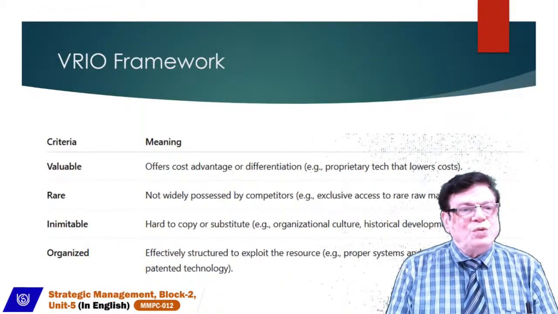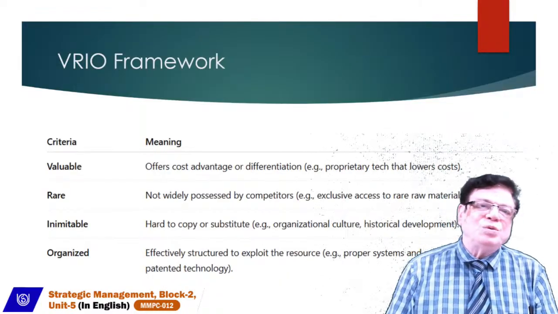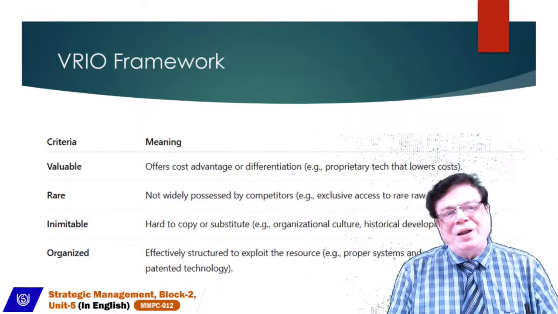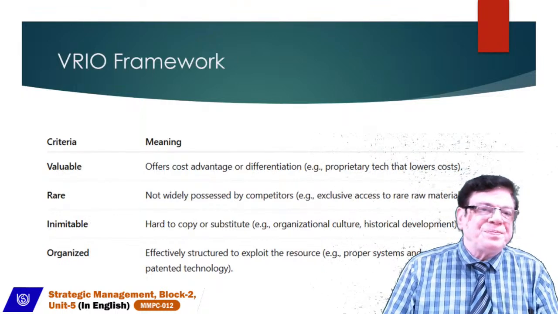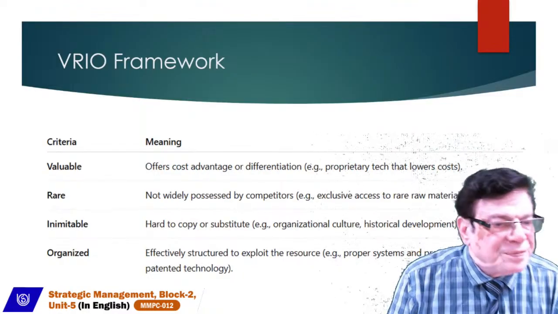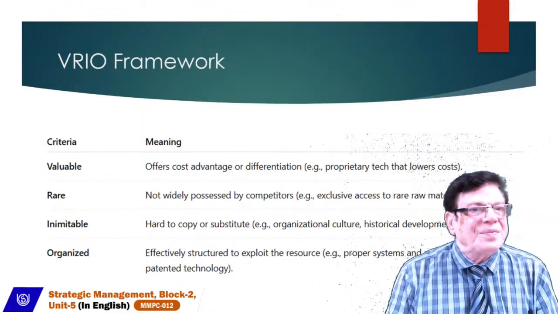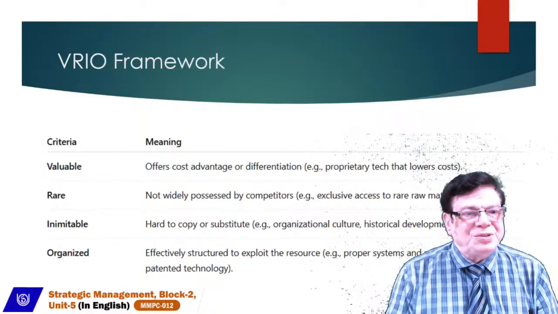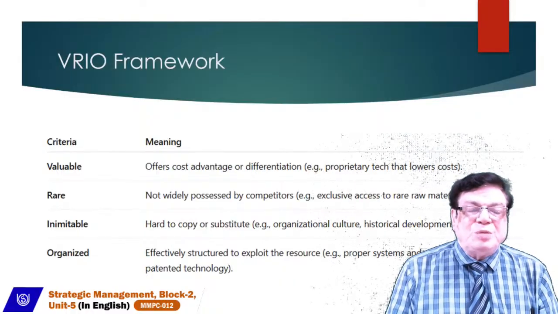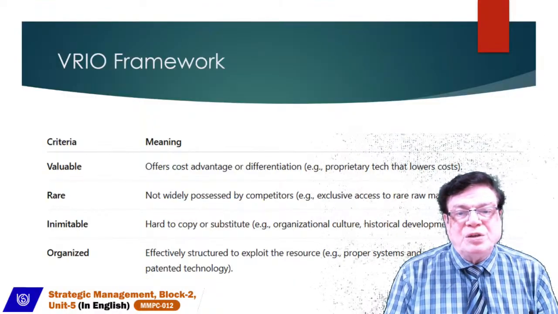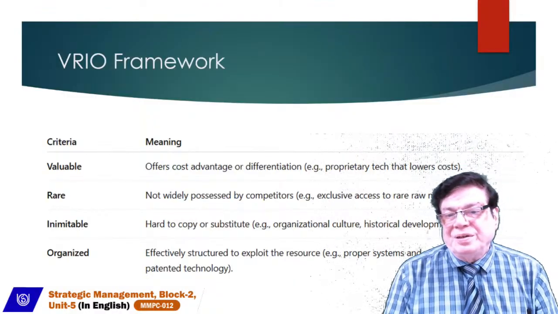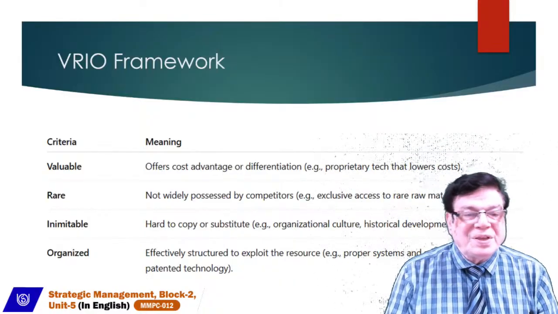Now the VRIO framework. VRIO stands for: V stands for valuable, R stands for rare, I stands for inimitable, O stands for organized. Valuable means it offers cost advantage or differentiation, that is, proprietary tech that lowers costs.